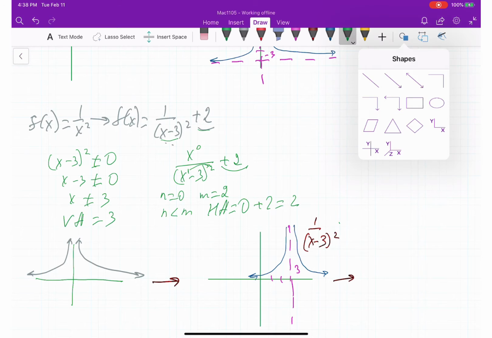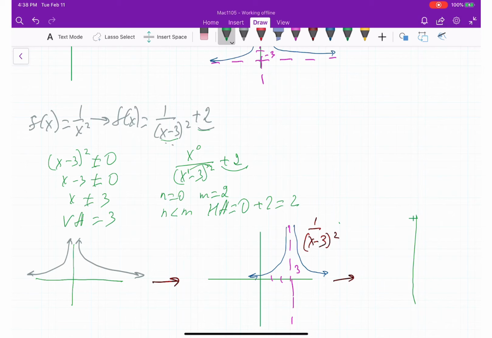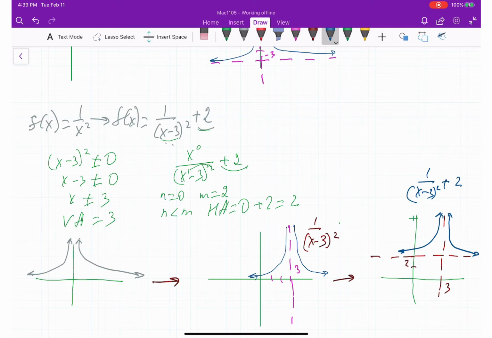And then from here, we're going to shift it up by 2, right? Which is going to be our horizontal asymptote, 1 and 2. This is 2, and our 3 is right here. So the graph is going to go, so this is 1 over (x minus 3) squared plus 2. Okay?